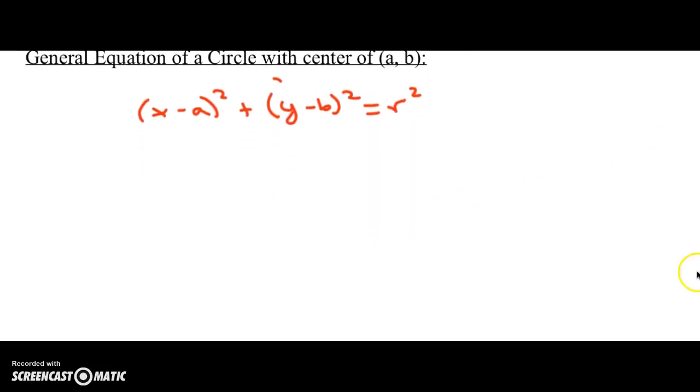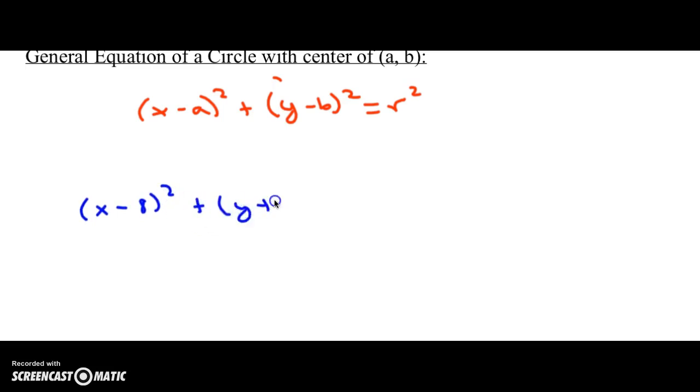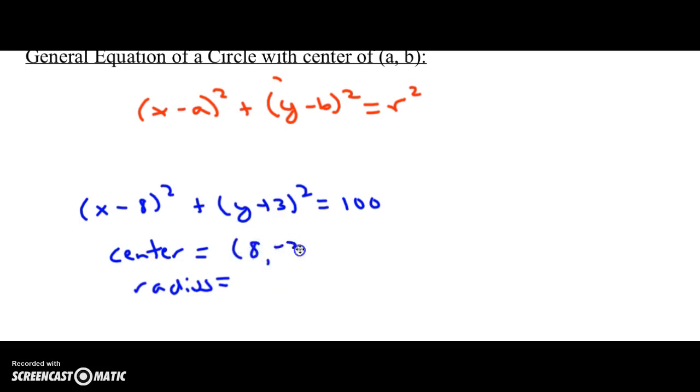So here's a question I'd like you to think about. Let's say I have a circle with the equation x minus 8 quantity squared plus y plus 3 quantity squared equals 100. Where would the center of that circle be, and what would its radius be? Think about that for a moment. Well, the center would be at 8, negative 3, and the radius would be the square root of 100, which is 10.